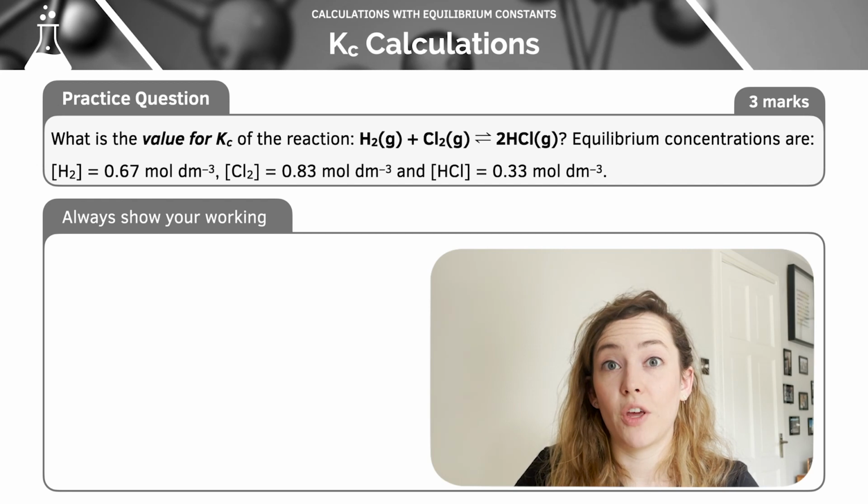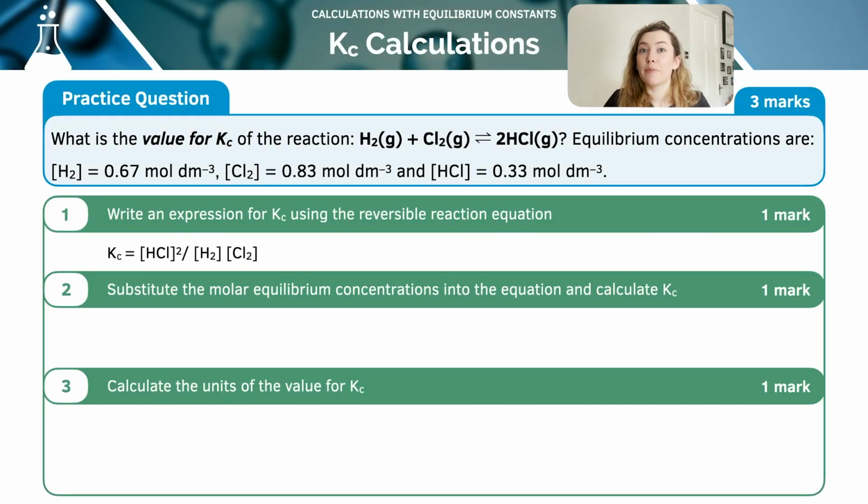So pause the video and give it a go yourself, or just wait for my work through. My first step, I'm going to write an expression for Kc using the reversible reaction equation. So I'm going to put my products on the top line and my reactants on the bottom line, and I'm going to put them to the power of the coefficient. Can you see there are no big numbers in front of the hydrogen and the chlorine, but there's a 2 in front of the HCl. So HCl is going to be put to the power of 2, squared, and we're just going to leave the concentrations of the hydrogen and chlorine alone.